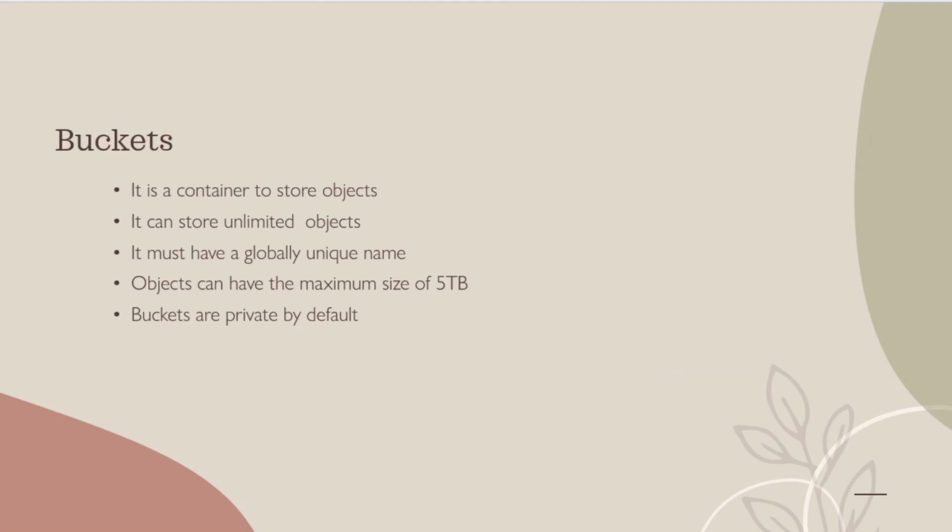The next one is buckets, and buckets play a major role in the S3 service, because if I want to store data or objects in S3, initially I need to create a bucket. Basically, the bucket acts like a container to store objects, and we should give a globally unique name for that bucket, otherwise it shows an error at the time of creating the bucket. We can store an unlimited number of objects in a single bucket, a single object can have a maximum size of 5 terabytes, and by default the buckets are private.